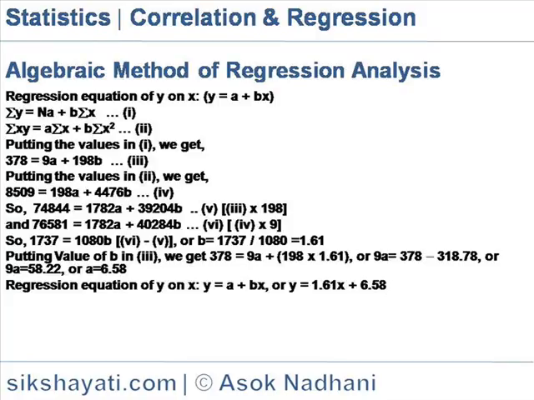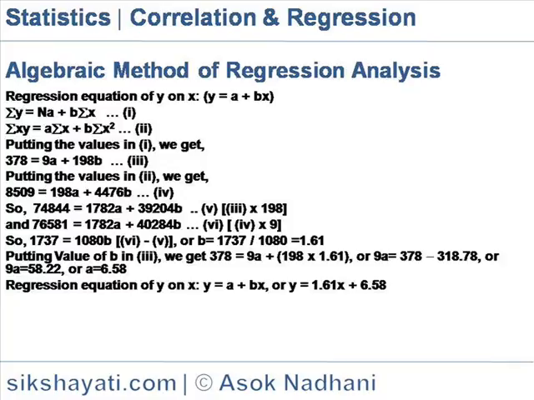Now the regression equation of y on x, that is y is equal to a plus bx. Here we have sigma y is equal to na plus b sigma x, that is the first equation, and sigma xy is equal to a into sigma x plus b into sigma x square. Now putting the values from the table in equation 1, we get 378 is equal to 9a plus 198b, that is equation 3, and again putting the values in equation 2, we get 38509 is equal to 198a plus 4476b, that is equation 4.